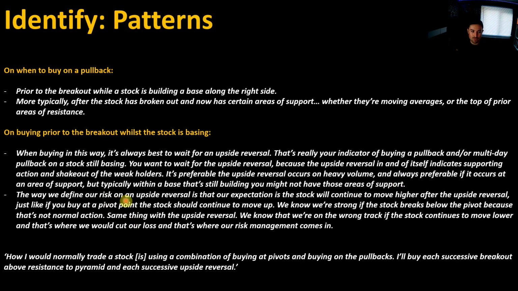The way we define our risk on an upside reversal is our expectation is the stock will continue to move higher after the upside reversal. Just like if you buy a pivot point, the stock should move up. We know we're wrong if the stock breaks below the pivot, because that's not normal action. Same thing with the upside reversal. We know that we're on the wrong track if the stock continues to move lower, and that's where we would cut our loss. And that's where the risk management comes in. So if the low of the upside reversal is taken out, think of that as basically breaking the low of the pivot if you were trading through a more conventional breakout.